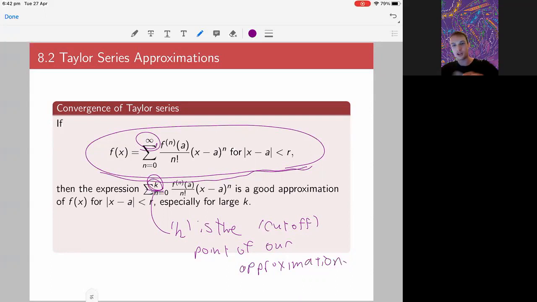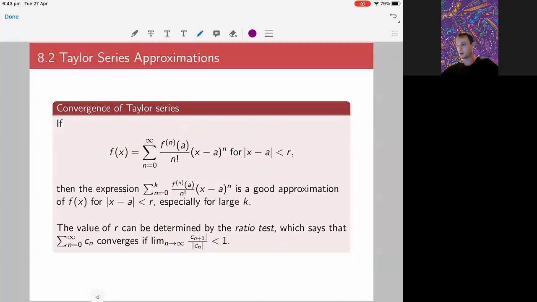Now, the question is, how far away from the point A is this approximation actually valid? So this is that R number again. I need to work out when this Taylor series actually converges and what this number R is. In practice, you do that with something called the ratio test. It's a test you can use to determine whether or not an infinite sum converges.